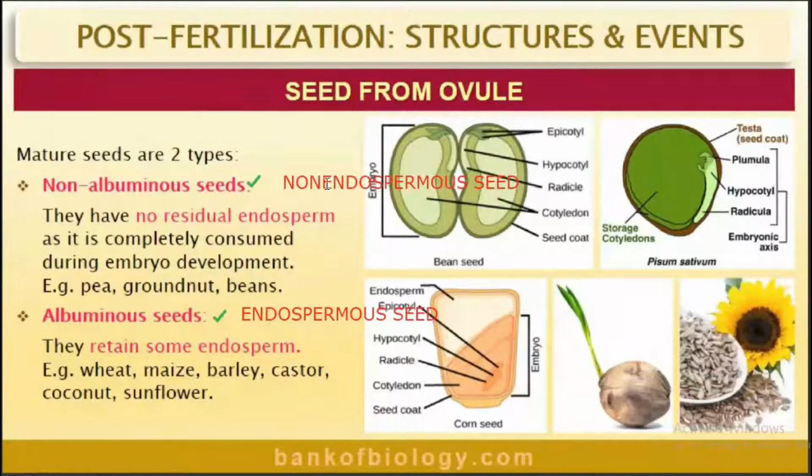What is the difference between these two? When the endosperm is completely consumed by the embryo, they are called non-endospermous seeds. Examples are groundnut, beans, etc., leguminous plants. Albuminous or endospermous seeds retain some endosperm. Wheat, maize, barley, rice, etc. are the examples.